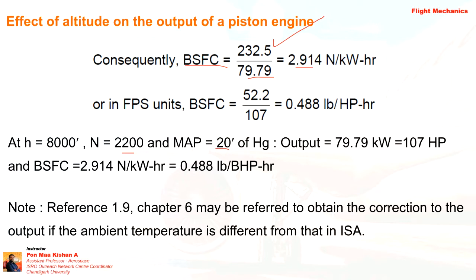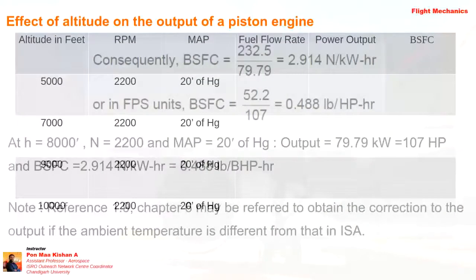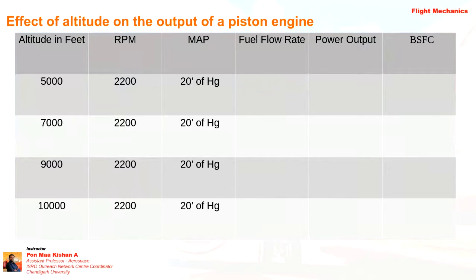Here I have given various configurations with the same RPM and same manifold pressure, with a difference in altitude. So now I request all of you to calculate, for various altitudes, how much fuel flow rate, how much power output, and how much specific fuel consumption. I need the answer.